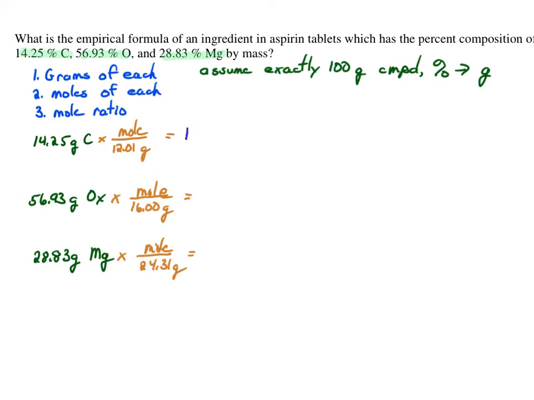and we result with 1.19 moles carbon, 3.59 moles oxygen, and 1.19 moles of magnesium. It looks like a 1 to 3 to 1 ratio, but let's pretend that wasn't obvious. We can get our mole-to-mole ratio by dividing by the least number of moles.